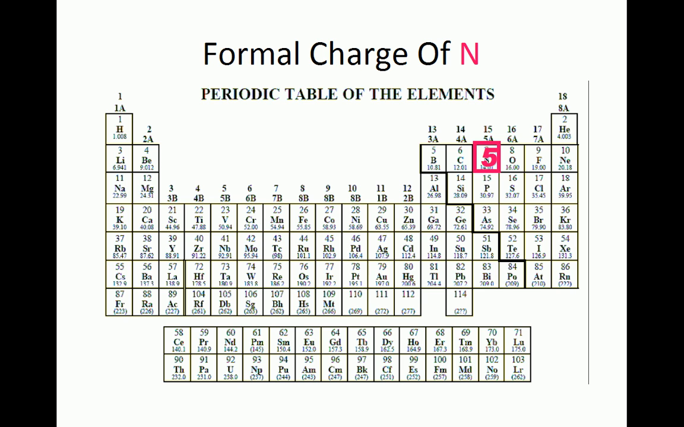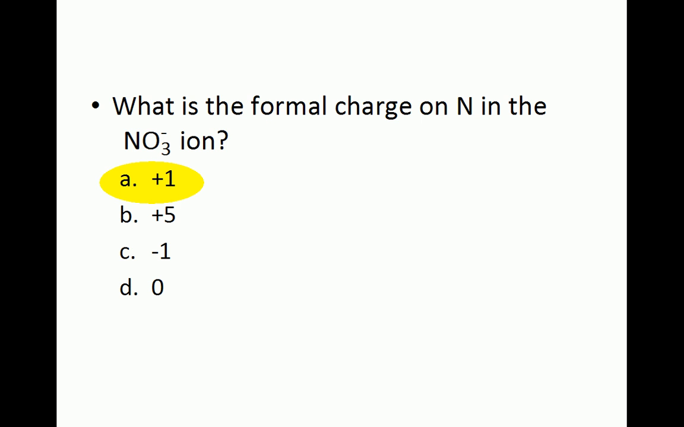We see from the periodic table that nitrogen has 5 total s and p electrons. From looking at the Lewis structure, we see that nitrogen has formed 4 total bonds and has 0 lone pairs. This results in a formal charge of plus 1 for nitrogen. Therefore, the correct answer is A.